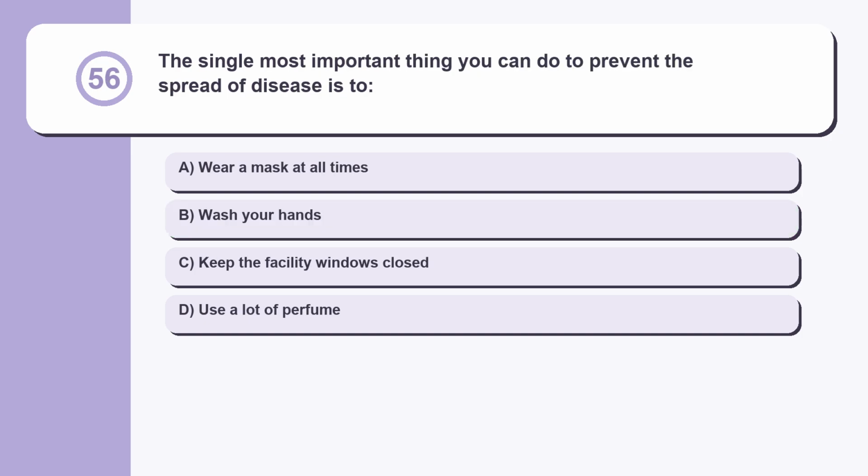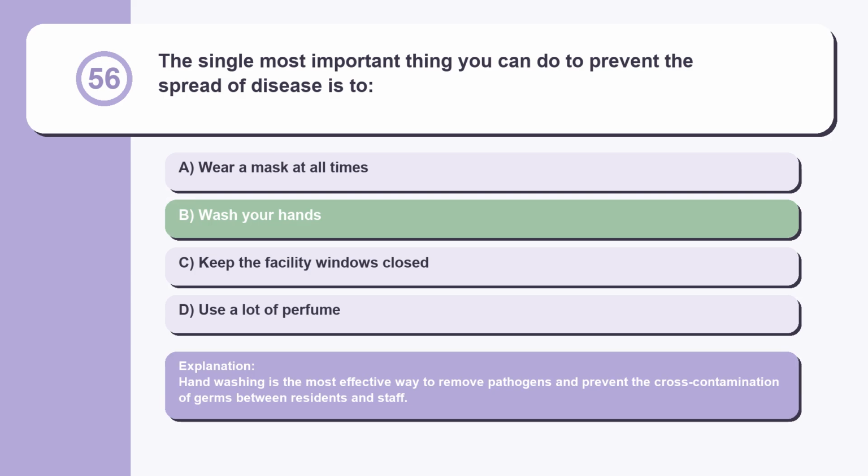Question 56. The single most important thing you can do to prevent the spread of disease is to: wear a mask at all times, wash your hands, keep the facility windows closed, use a lot of perfume. Hand washing is the most effective way to remove pathogens and prevent the cross-contamination of germs between residents and staff.